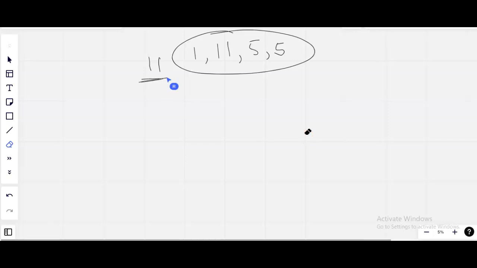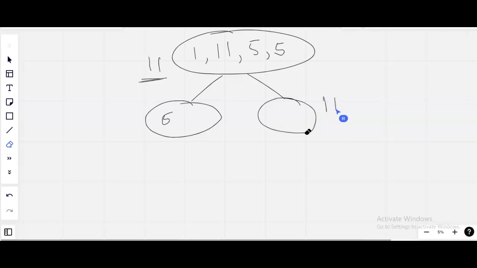Now we can either take 5 or we can just ignore it. We have two conditions. If we ignore the 5, then our target for the remaining will be 11 only. But for the case where we take it, it will be 11 minus 5, which is 6.